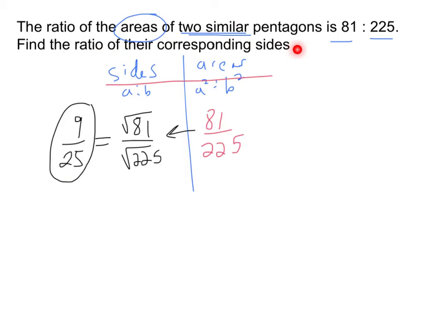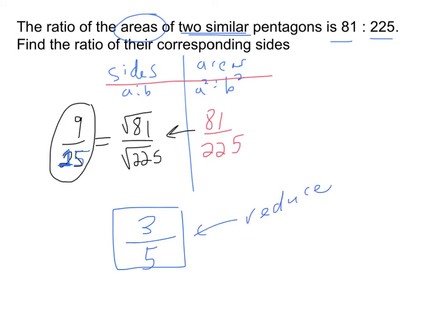Hold on a moment. That should be 9 to 15. Be careful on that. 15 times 15 makes 225. And we'd probably like to reduce that. We could reduce that to 3/5. The ratio of the side lengths of the two similar pentagons will be in a 3-to-5 ratio. Just give us that reduced answer as your final answer. So excuse my math there. 15 squared is 225, so the square root of 225 is 15. Just be careful with that.